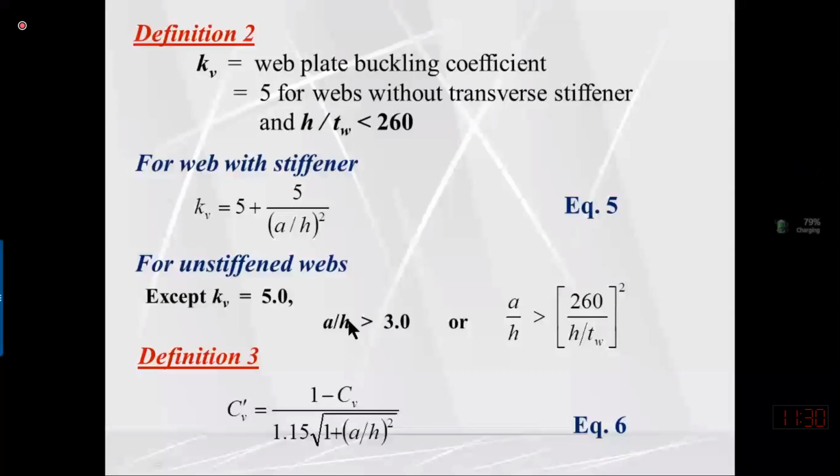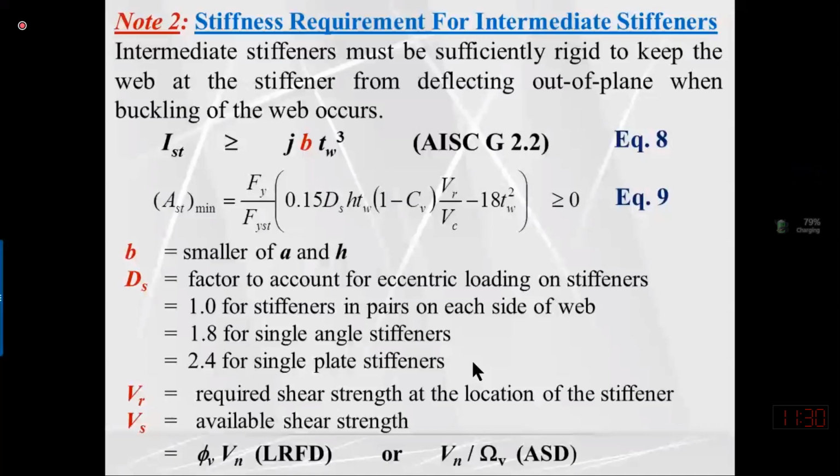Actually, the main important thing is to compute the spacing of stiffener. How we are going to compute the spacing of stiffener, I will explain in the design procedure. But next, if we have selected the spacing, then what would be the size of intermediate stiffener?